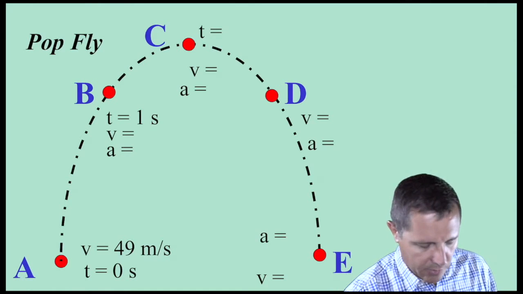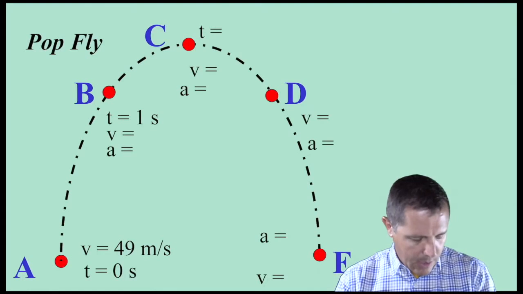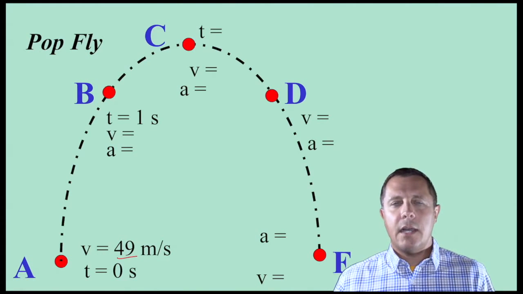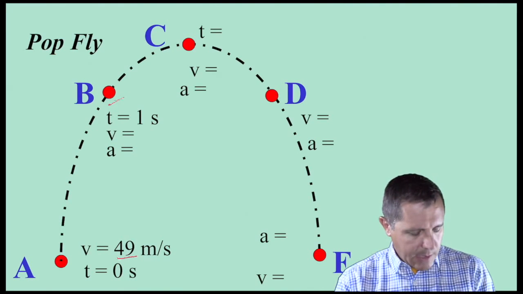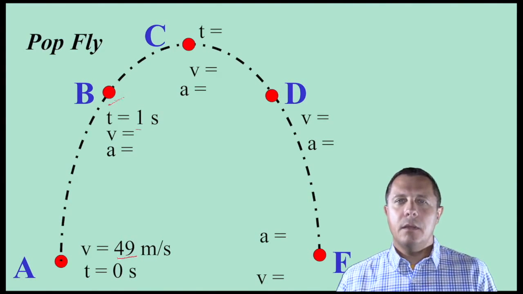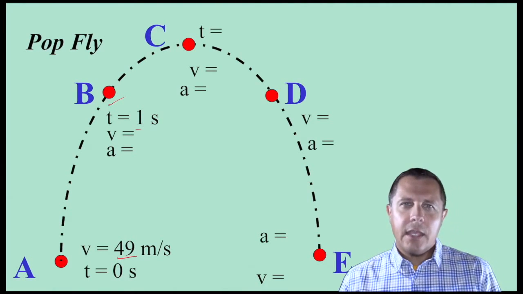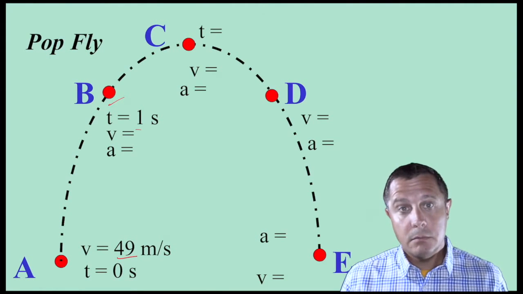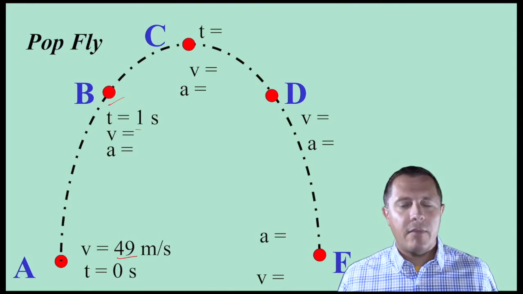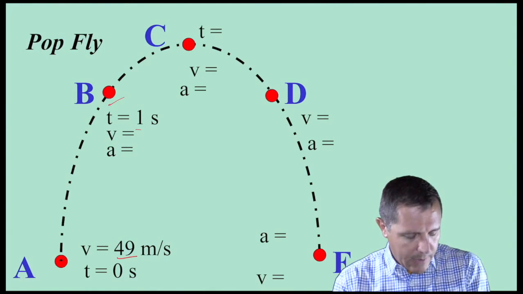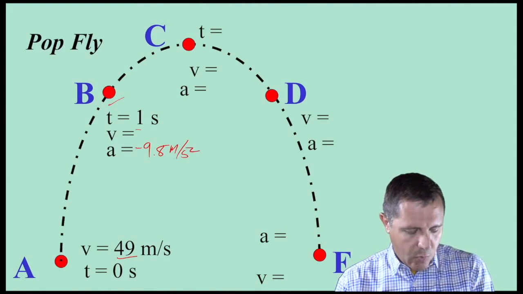So we see an initial velocity to start with of 49 meters per second. That'll be our starting velocity. Let's go to point B. At point B, we're saying it's after 1 second, that's the time. What do you think is going to be the acceleration? The acceleration is always going to be gravity. Always, always, always. So we know the acceleration is always negative 9.8 meters per second squared.